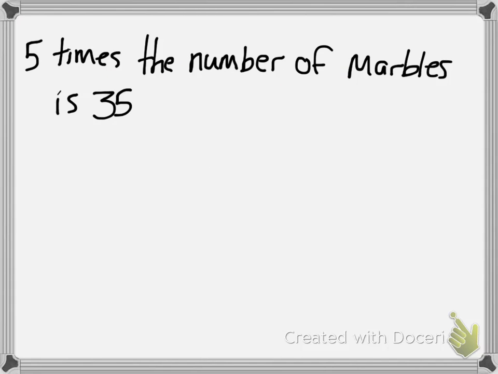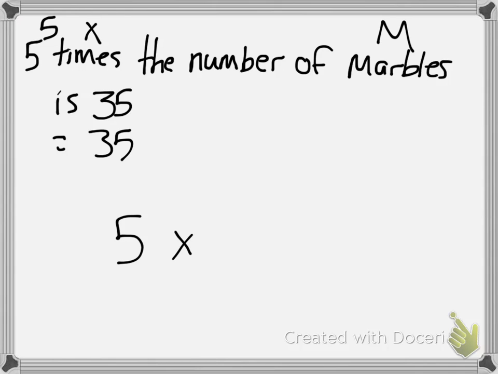All right, let's try another one. 5 times the number of marbles is 35. Well, let's look. Times, okay, that's multiplication. 5, we've already got the number. 5 times the number of marbles, we don't know how many marbles there are. So that's going to be our variable. Let's make that m for marbles. And then is equals 35. We put that all together. 5 times m equals 35. And if we look at that again, 5 times the number of marbles, which is m, is 35. That's how we would read it.